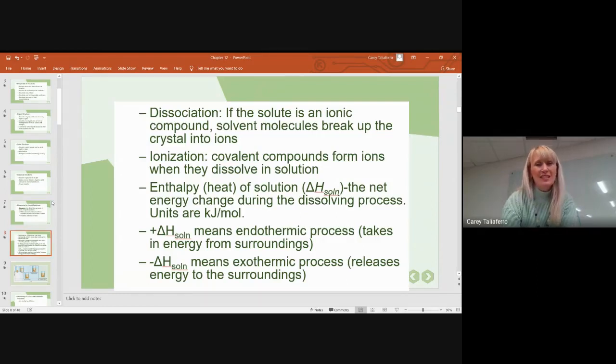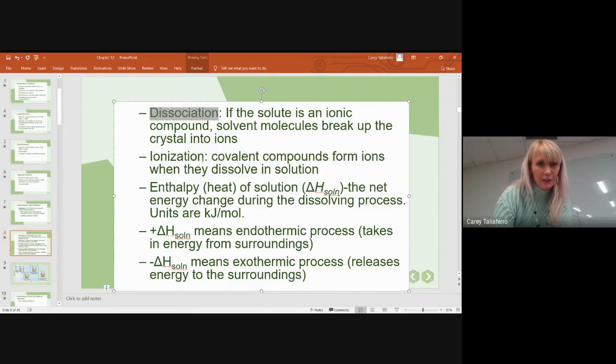Now, a few other terms. I know this is almost like English class because we do have to get through some terms. Dissociation is another term to know. This is when you have ionic compounds. The solvent molecules, meaning like in salt water, the water molecules, would break up the crystals into ions. So again, that's why you would have all those sodium ions, those chloride ions swimming around in the water.